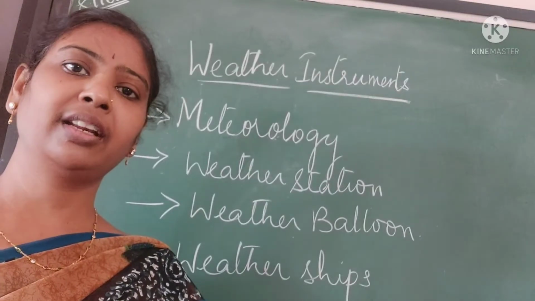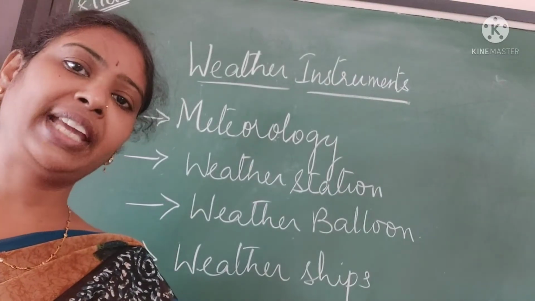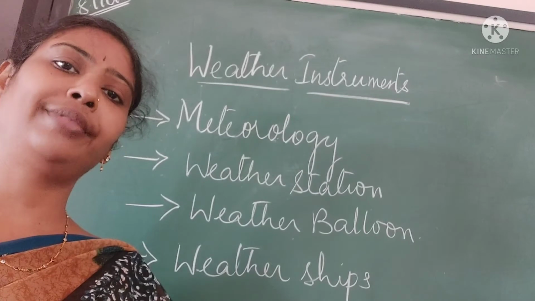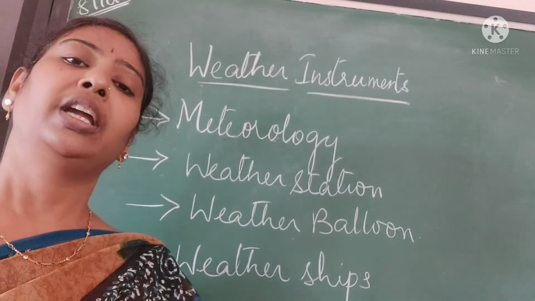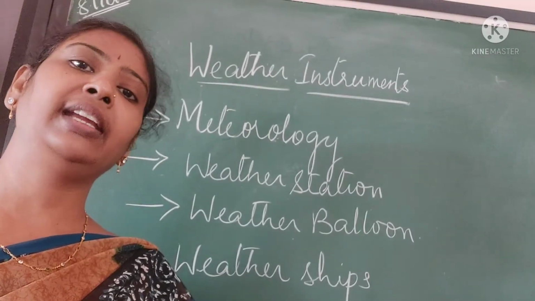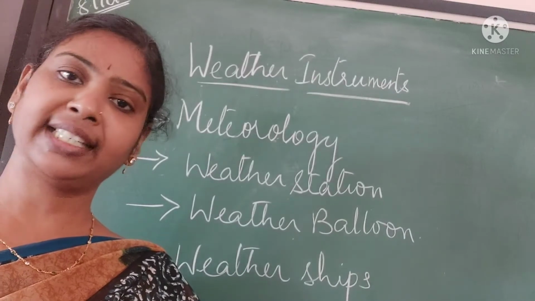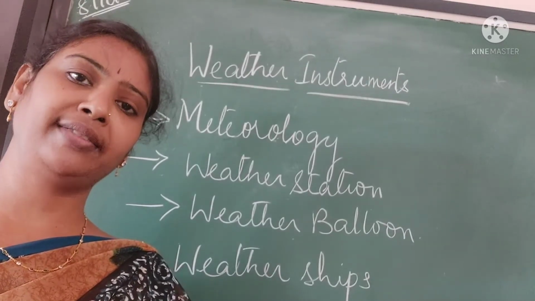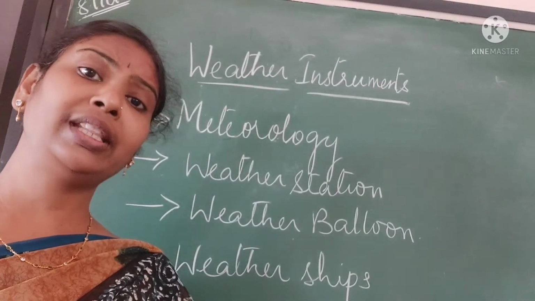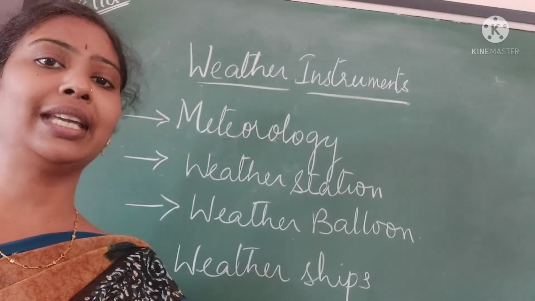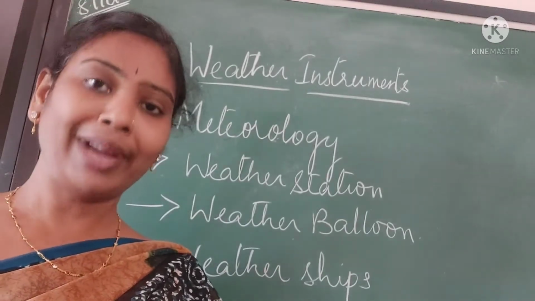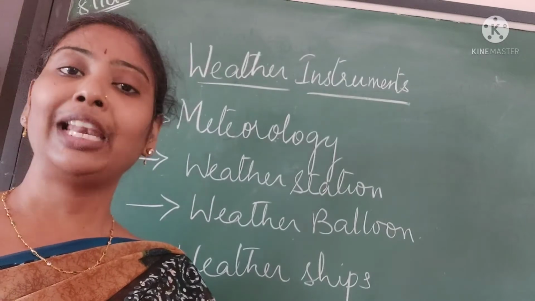Good morning, class 7. In the last lesson, we have seen different elements of weather like temperature, humidity, visibility, condensation, precipitation, all these we have seen. And now in this lesson, we are going to see how we are going to measure those elements of weather.